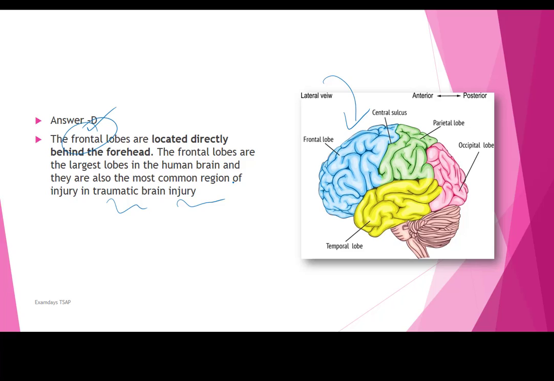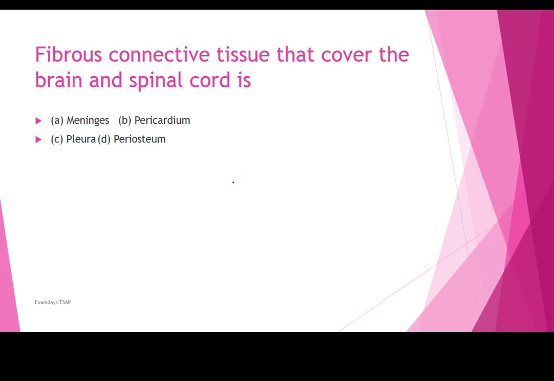Moving on to the next question: the fibrous connective tissue that covers the brain and the spinal cord is what? A meninges, B pericardium, C pleura, D periosteum. The correct answer is A, meninges.